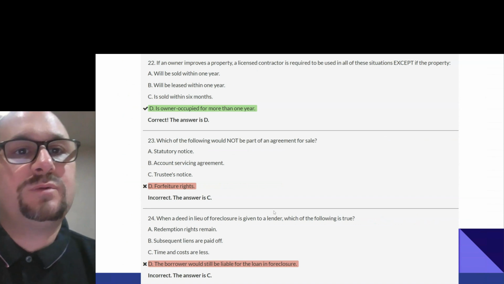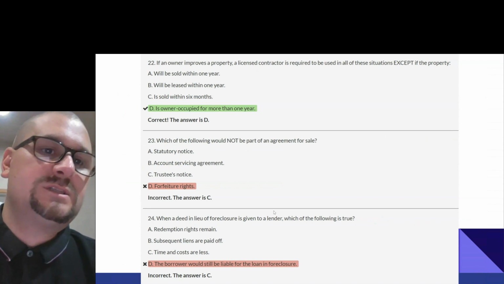So will be sold within 1 year? No. Will be leased within 1 year? No. Is sold within 6 months? No.